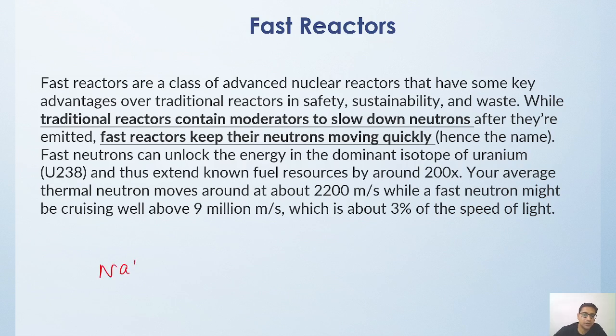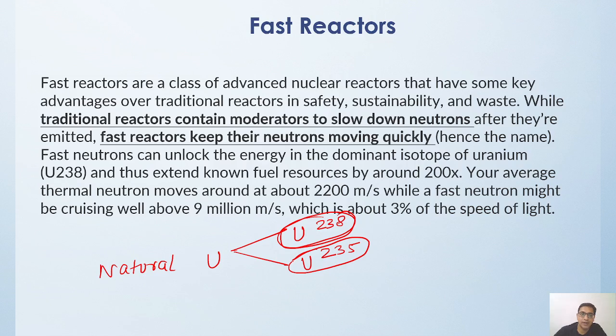In natural uranium, the dominant isotope is 238, and then isotope 235. Okay, so this is maximum. And this we are utilizing in nuclear reactors. With the help of a fast breeder reactor, these fast neutrons will unlock the energy that is stored in U-238. So this will further enhance our fuel resources by around 200 times, because now we will be utilizing the natural uranium isotope U-238.